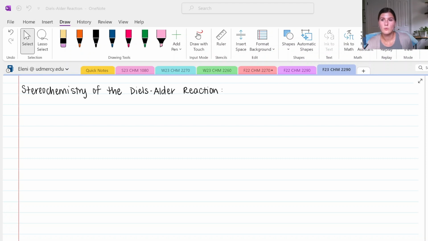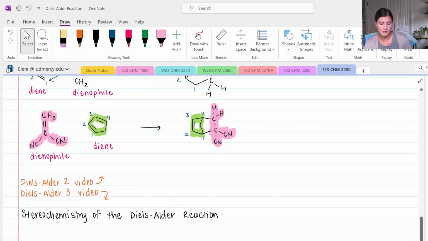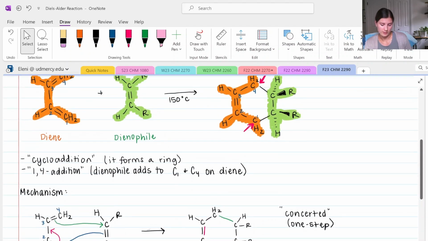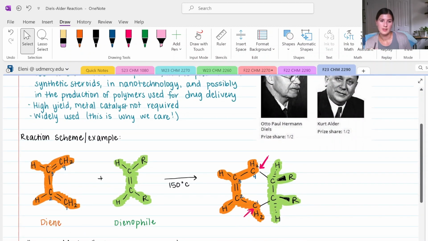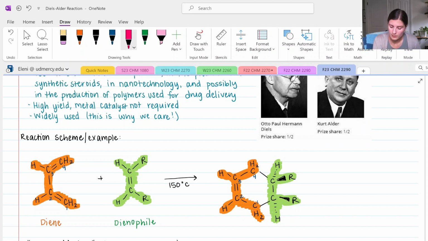In this video, we'll cover the stereochemistry of the Diels-Alder reaction. So I'm actually going to scroll up to when we first talked about the Diels-Alder reaction, all the way to Diels-Alder video 1, and that first reaction scheme. And you may notice that in the product, I drew out wedges and dashes on the two carbons that were part of the dienophile that are now a part of the ring.